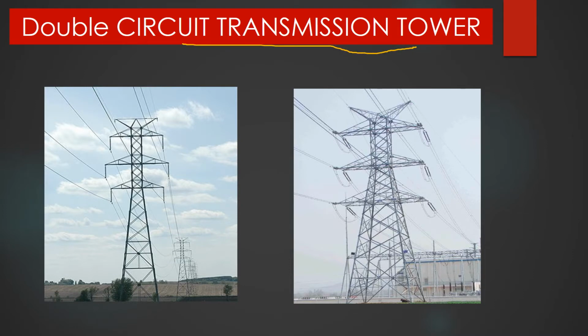Here, if we look at the first figure, this transmission tower is having 6 clamps: 1, 2, 3, 4, 5 and 6. Here the 3 phases will be run from these 6 connections of clamp.